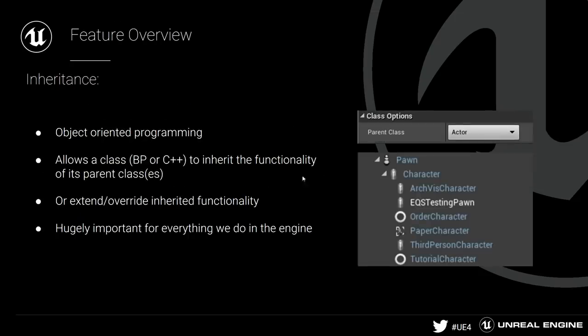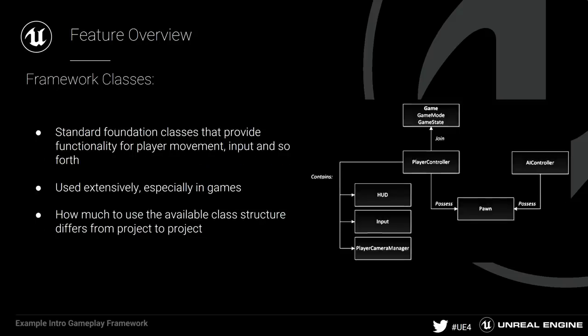Inheritance, meaning it inherits from a parent class. You can do this within Blueprint as well. I think, again, this is so fundamental to the engine. Everyone who's been using the engine for a while will understand this. You've got the framework classes, which means the standard classes, such as game mode, player controller, those kinds of classes. Those are present within the Unreal Engine. It's a tool in your toolkit as well to work with.